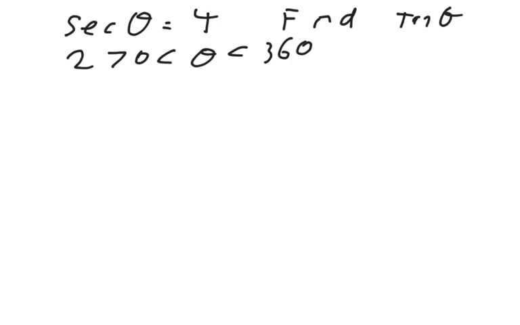Alright, here's the review for Chapter 7. Let's start out with secant of θ equals 4. We're in between 270 and 360. Find tangent.